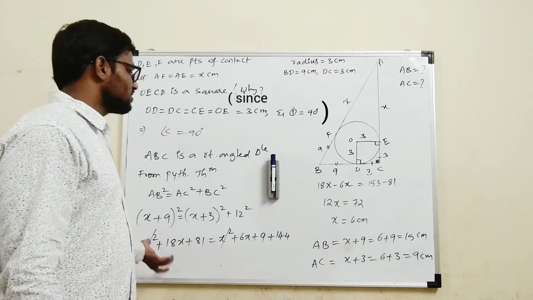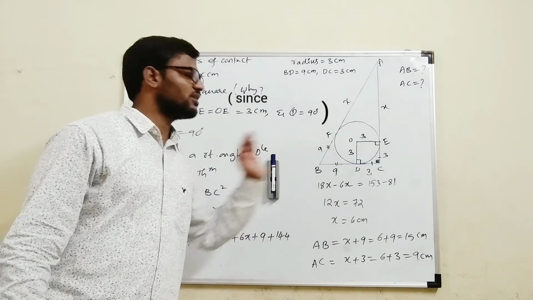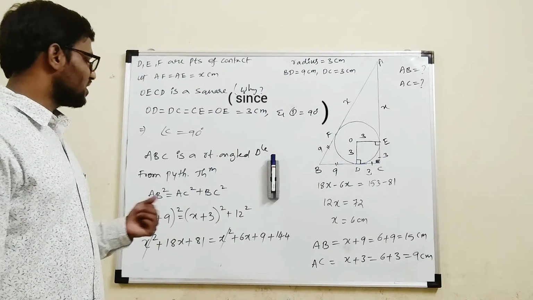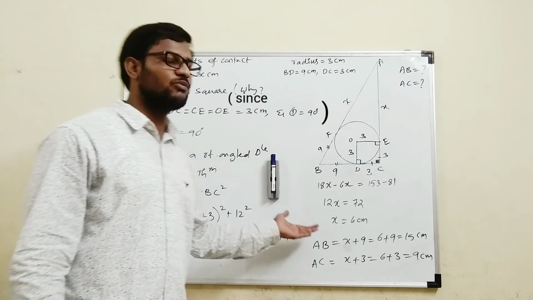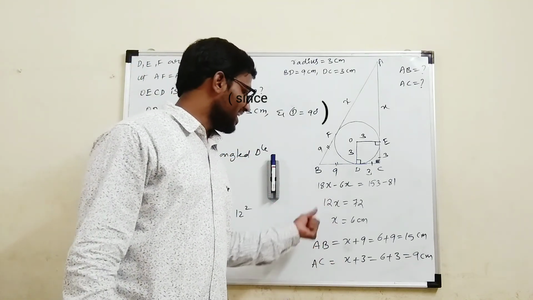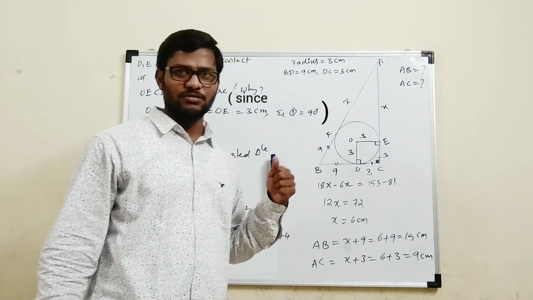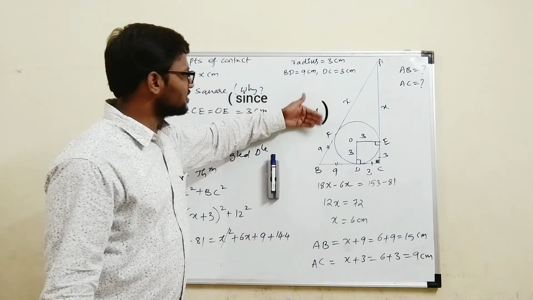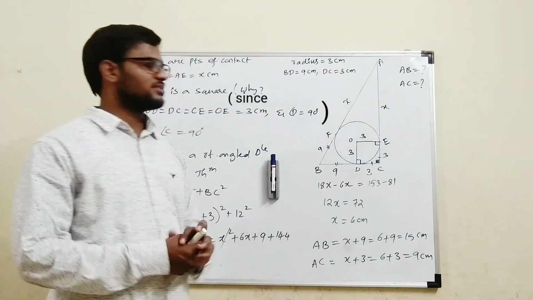Next, using Pythagoras theorem, the square of the hypotenuse equals the sum of the squares of the other two sides. The quadratic terms cancel, leaving a linear equation. By making x the subject, we got x equal to 6 centimeters. Next, AB equals 6 plus 9 and AC equals 6 plus 3.